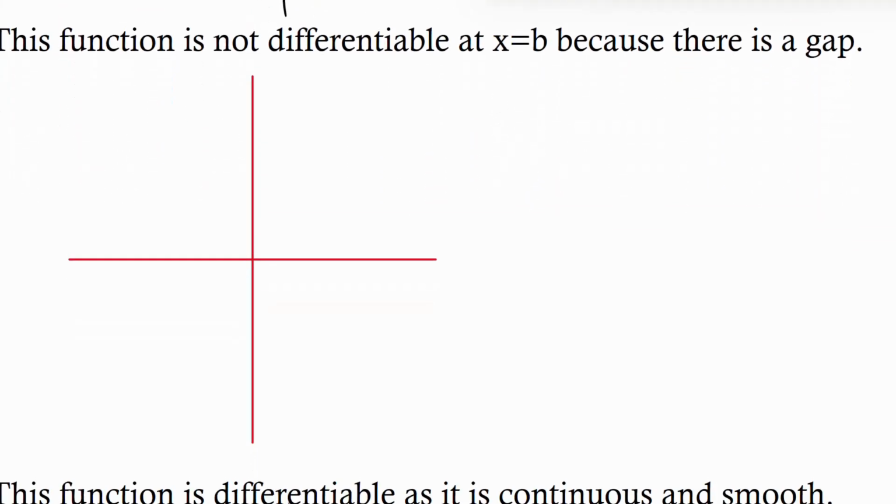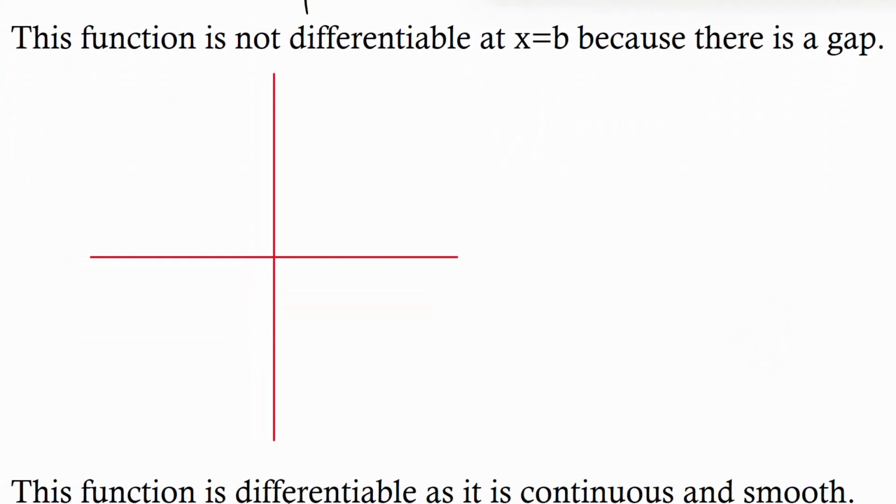Now, if I go down here and draw another one, let's say there's a point b over here, and I have some sort of graph that looks like this, but when it gets to b, I draw a hollow circle like that. That hollow circle means that at that point, x equals b, doesn't exist on the graph, so therefore that function is also not differentiable.